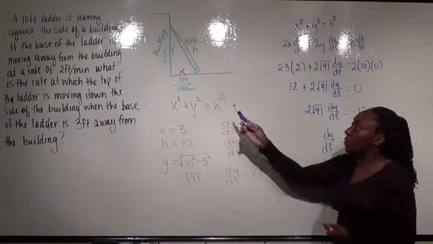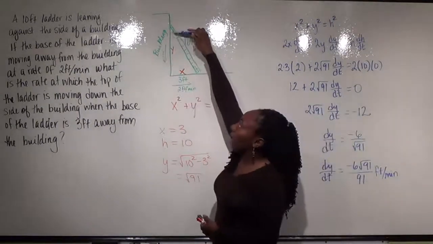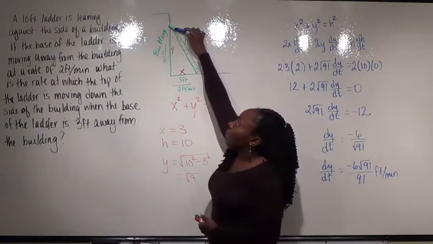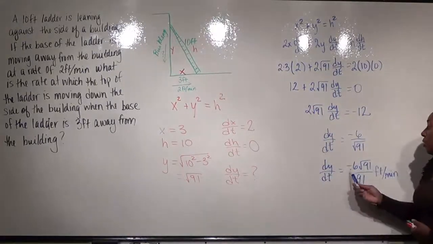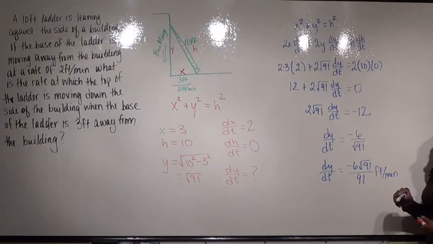If I look back at my picture over here, we can see that as the ladder moves out, the top of the ladder is going to move down the building. So that's going to be in the negative direction. So that makes sense.